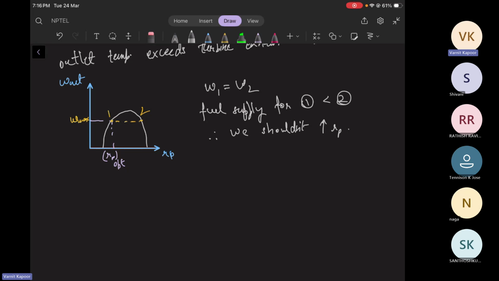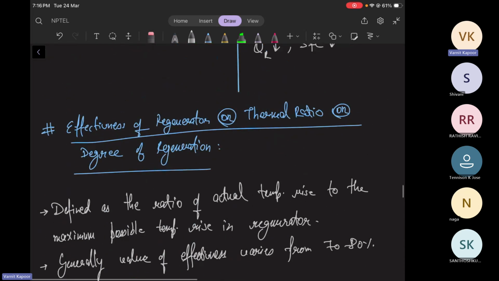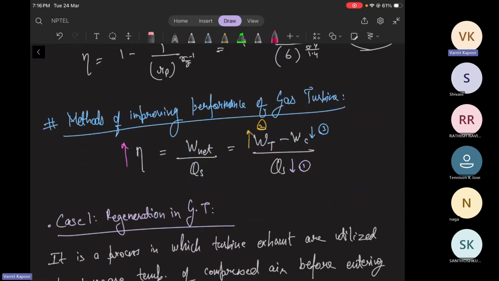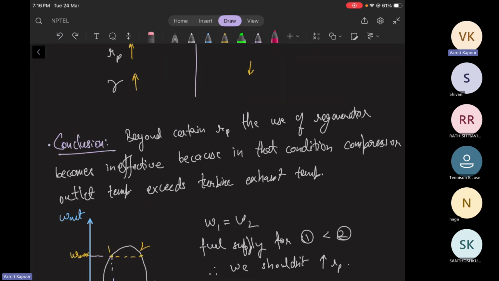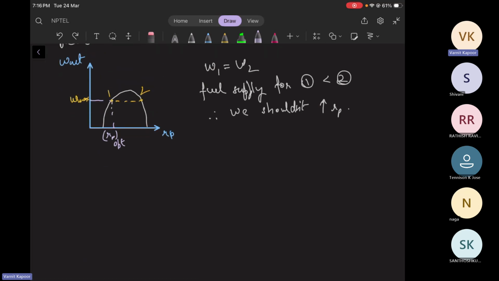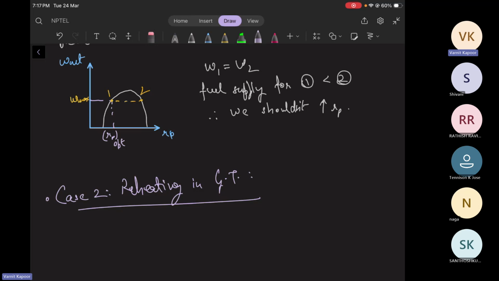Now, other way is reheating the gas turbine. So case 2 will be, I told the first case was decreasing the heat supplied. Other will be increasing the work turbine. So how you can increase the work turbine is by reheating in the gas turbine. Process of reheating. Case 2, reheating in gas turbine. Okay. So I'll join back in a minute, please.